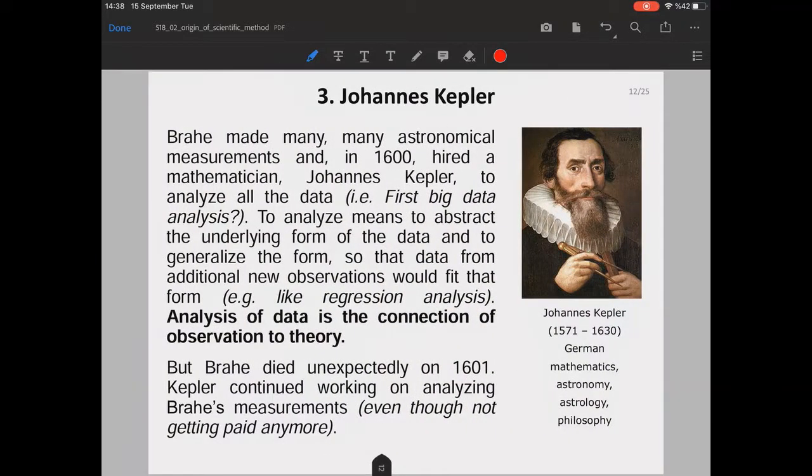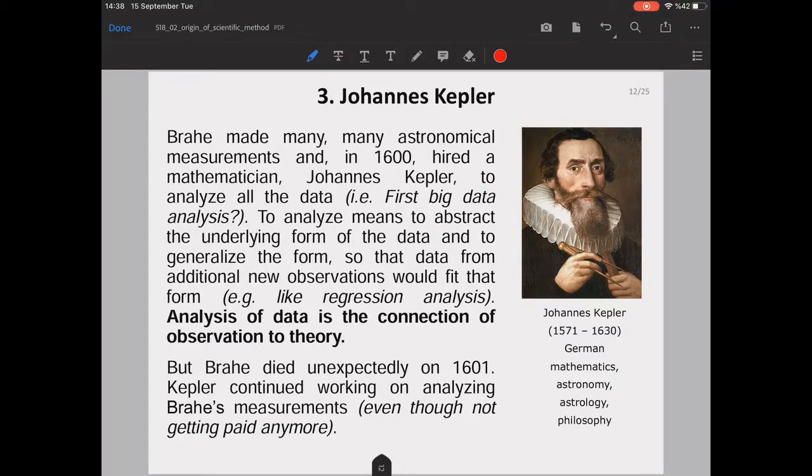Brahe made many astronomical measurements, and in 1600 he hired a mathematician, Kepler, to analyze all these data. Can we say that it was the first big data analysis in history? Maybe. Because Brahe was unable to analyze that data, that's why he sought the help of a mathematician.